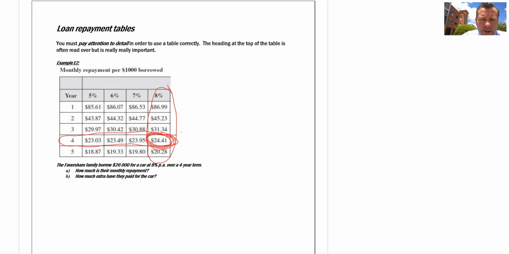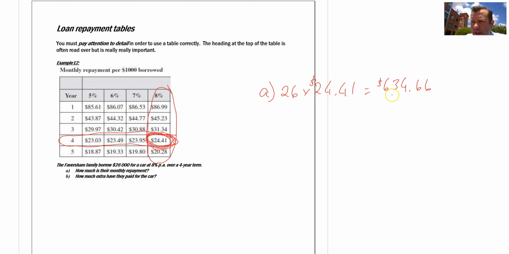So the monthly repayment is going to be 26 lots of this, because there's 26 lots of 1,000. So for A, I'm going to do 26 by 24.41. Then I'm going to press pause and work this out because you don't need to see me use the calculator. 26 lots of that figure there from the table, $634.66. That's the monthly repayment on the car. So that's A done.